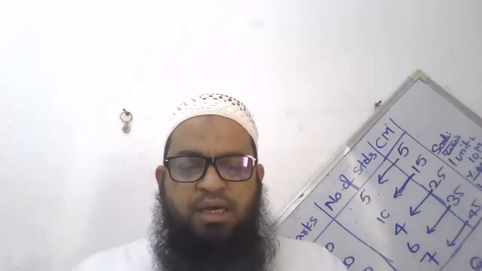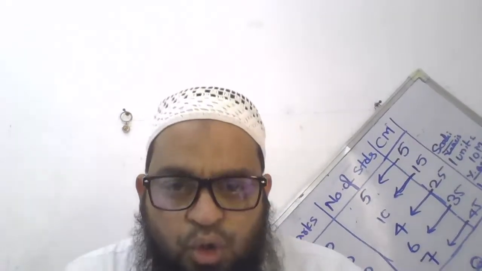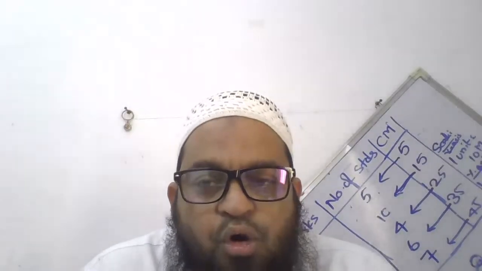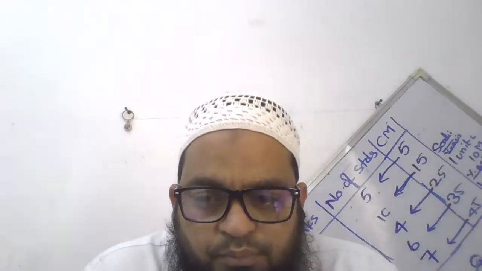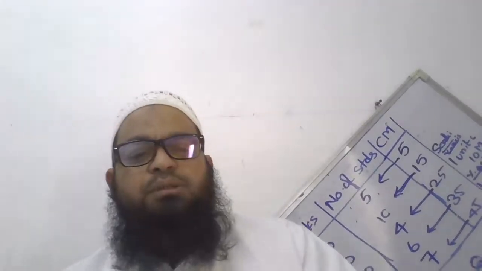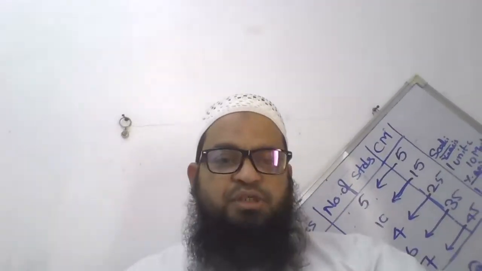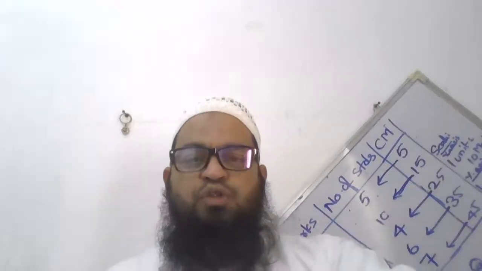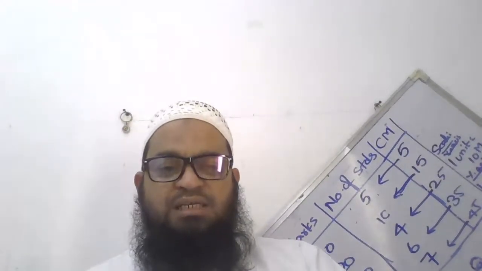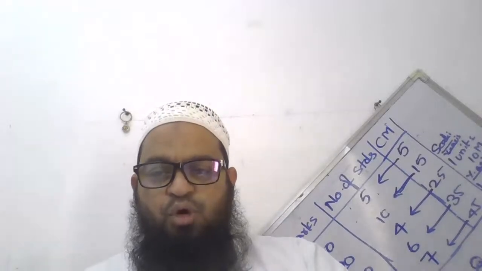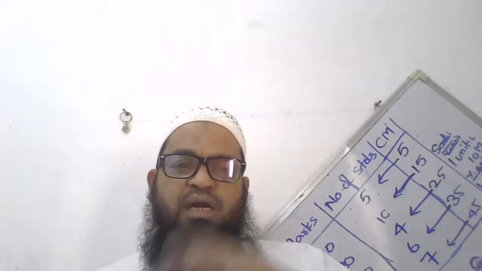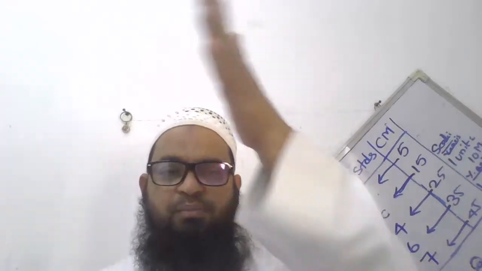So, I hope you understood how to draw this histogram and how to draw the frequency polygon. 11th question and 12th question. 11th question: what is the total number of students in the class? You add the frequency of all the classes. 0 to 10, it is 5. 10 to 20, it is 10. Add 5 plus 10 plus 15, and so on.